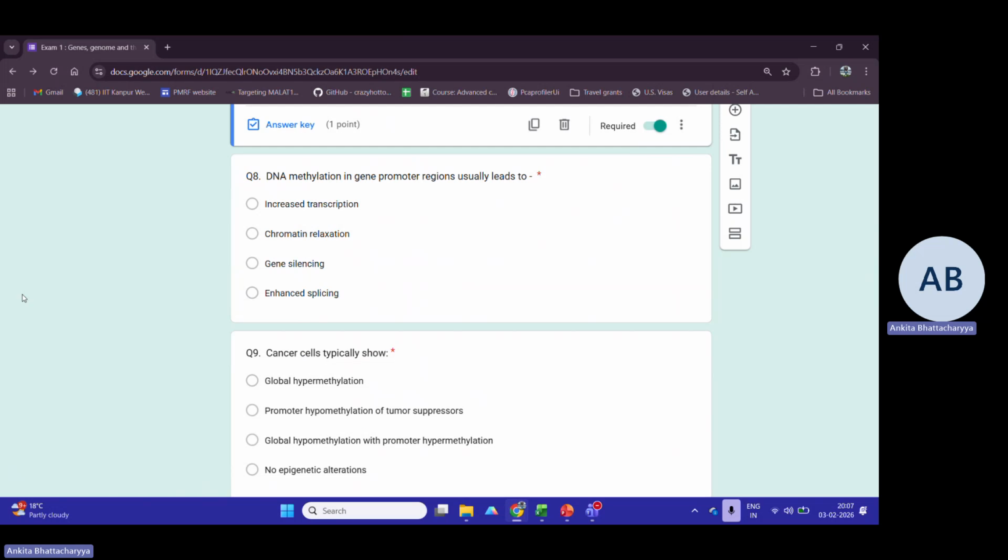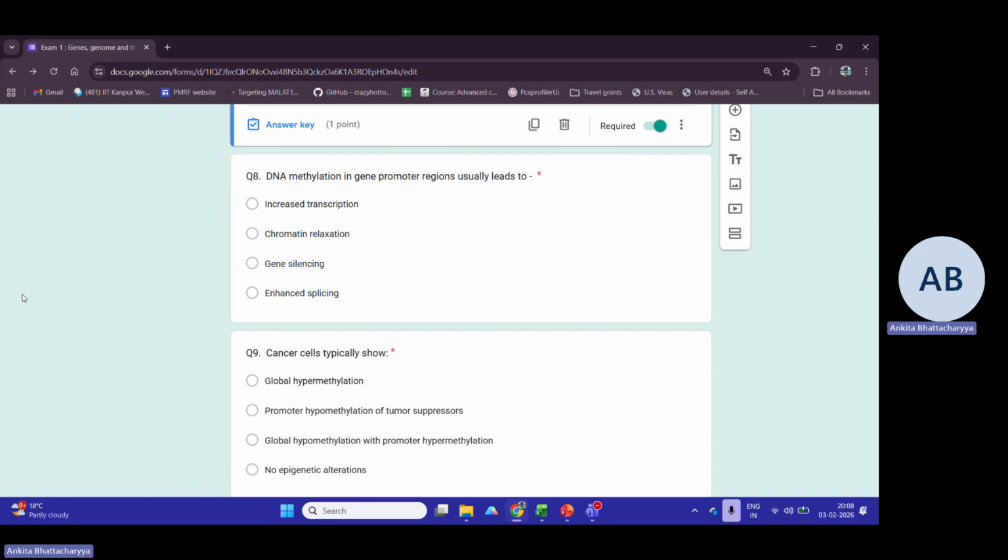Then DNA methylation in the gene promoter regions usually leads to which of the following? So we had discussed different aspects of DNA methylation, but when we specifically talk about the promoter region, what is that expected to lead to when there is addition of methyl groups on the promoter side? I mean, it does not directly inhibit, but it sort of impedes the binding of polymerases and other proteins that need to be recruited.